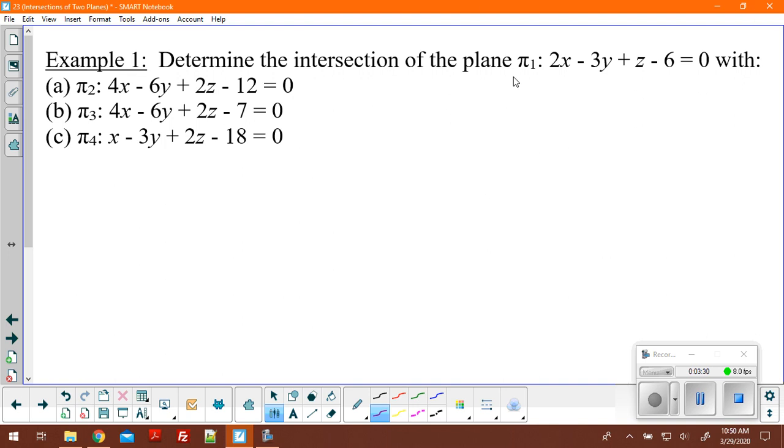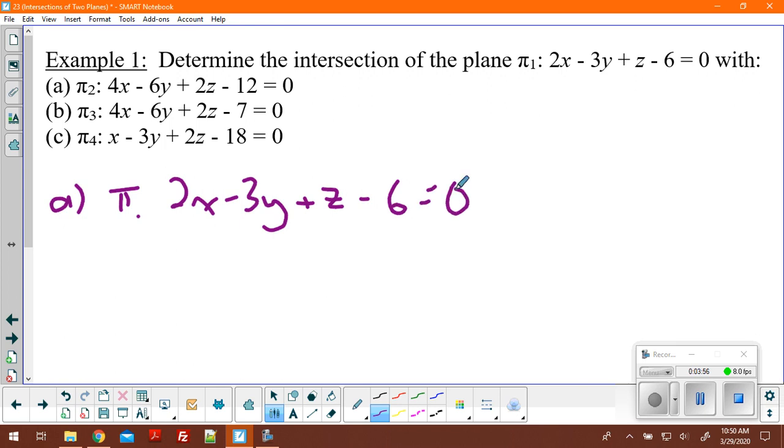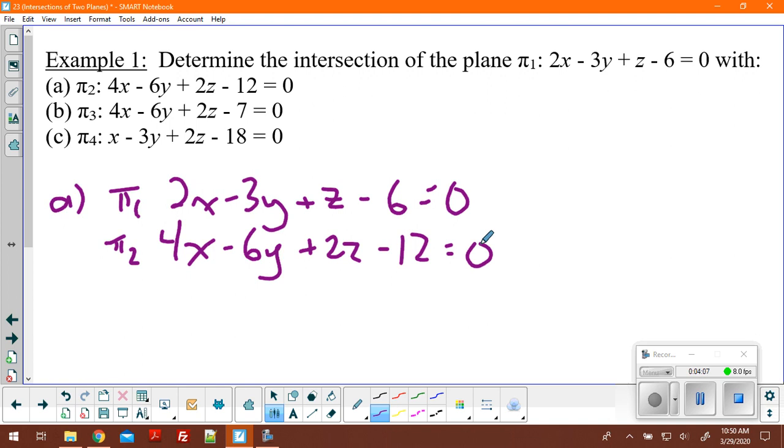So determine the intersection of this plane here, pi 1, and we'll do it with these 3 different planes and see what the algebra looks like. These are the same 3 planes that I demoed on GeoGebra a moment ago. So I'm going to write out my plane 1 again. 2x minus 3y plus z minus 6 equals 0. And plane number 2 is 4x minus 6y plus 2z minus 12 is equal to 0.